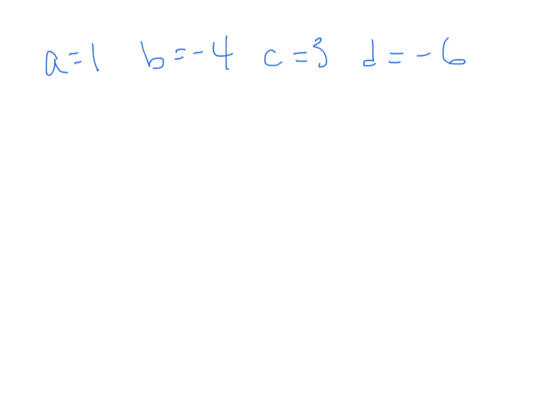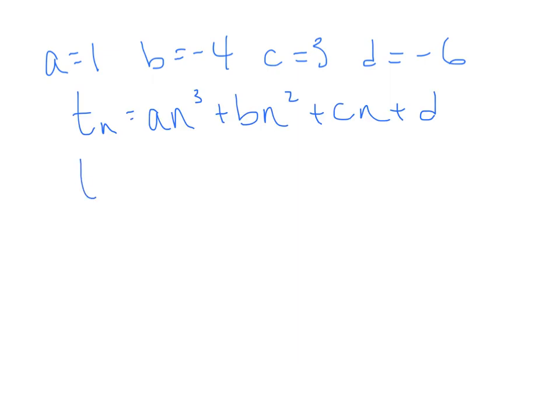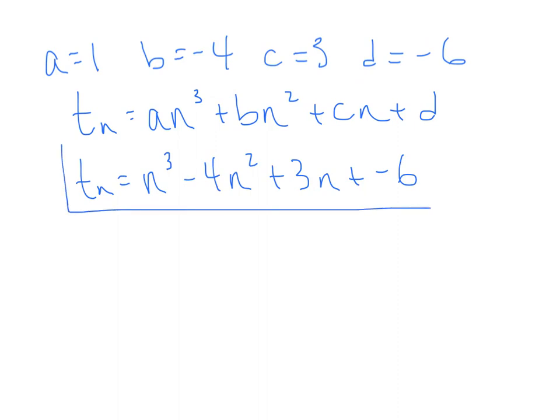Okay, here are the 4 variables that I solved for. A was easy, and then we just solved for b, c, and d. Now I need to substitute them into my general formula for my cubic sequence. Okay, here's my general formula, and finally I'm going to fill in. My a value is 1, so that's just n cubed, plus negative 4n squared would be minus 4n squared, plus 3n, plus negative 6. I guess I could have just written minus 6. So here it is, our general formula.